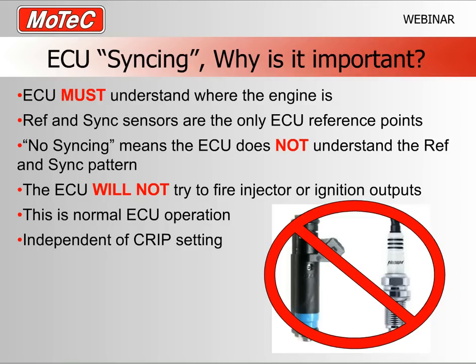The engine's turning, the ECU will say, okay, well, I can see that the engine's turning because I'm getting something, but it's looking for a specific pattern, which I'll explain a bit more later. If it doesn't see that pattern, it will simply say, I don't understand. And if it doesn't understand, it will not even attempt to fire injectors and ignition. Why? Simply because it doesn't know where to fire them, because it doesn't understand the information you're giving it.